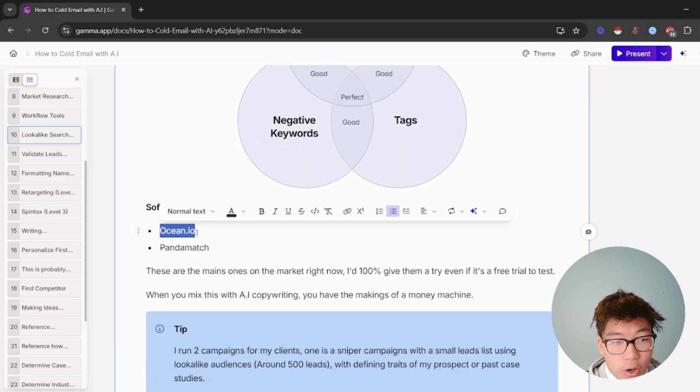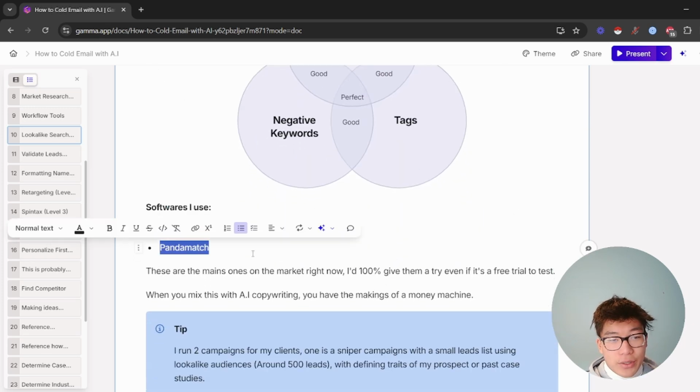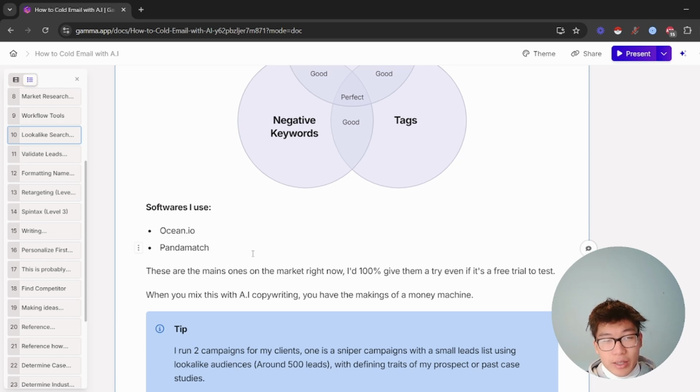The software I use are Ocean.io and Panda Match. These guys are brilliant. You should definitely have a look at them. The way they operate is, let's say you put in Apple.com or Samsung or crypto or something. It'll basically spit out lookalike searches of those exact people, and you can email them and say, this is like this exact person, and I can help you.